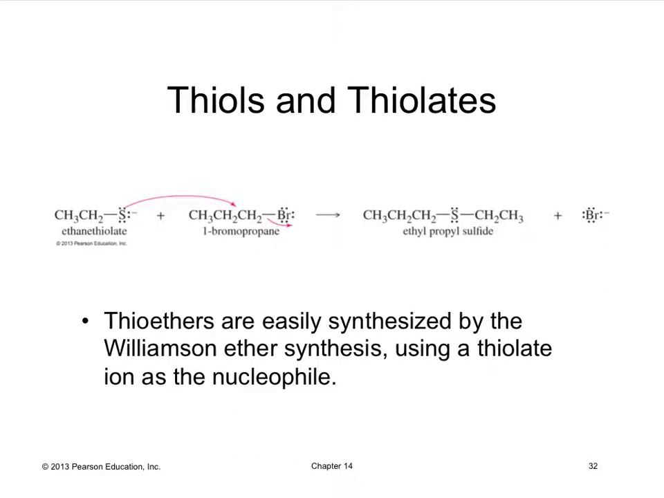Thiols and thiolates. So if you take a thiolate, you can react it with an alkyl halide. So like an alkoxide, the thiolate will then react SN2 to form ethyl propyl sulfide, in this case, and the bromide. So it's using the same protocol of Williamson ether synthesis, instead using a thiolate as the nucleophile.